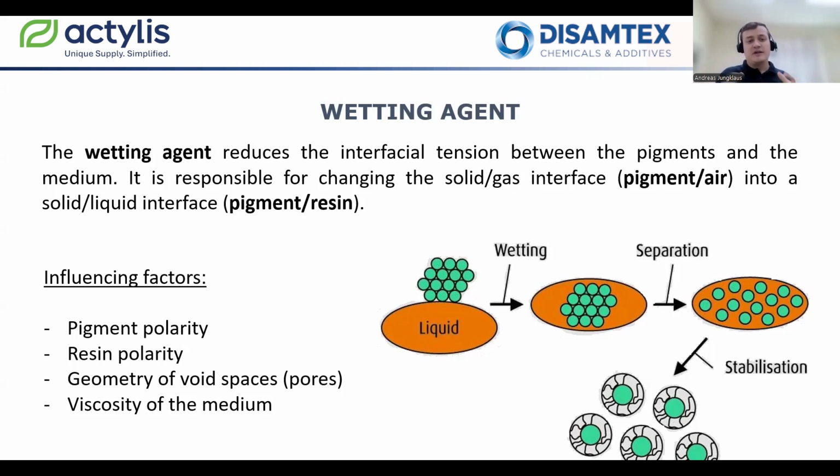And factors such as pigment polarity and resin polarity, the pore structure, and viscosity will all directly influence wetting efficiency and final film performance. So I'm going to show you a video so you can understand how a wetting agent works. Here we go.